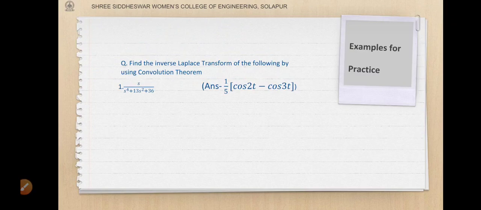So when you split the function, you will get s as a numerator either with f1 bar or with f2 bar, and the second function will have 1 as a numerator. So try to solve this example and verify your answers with the given answer.